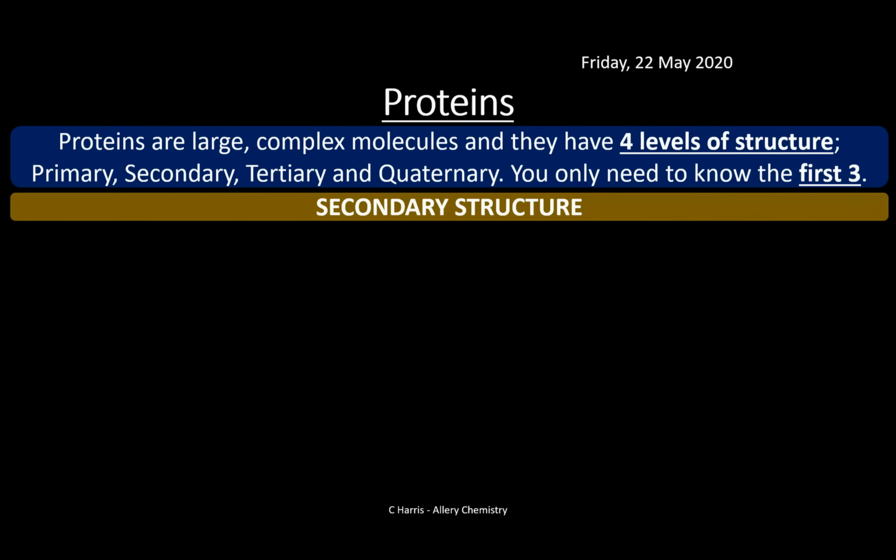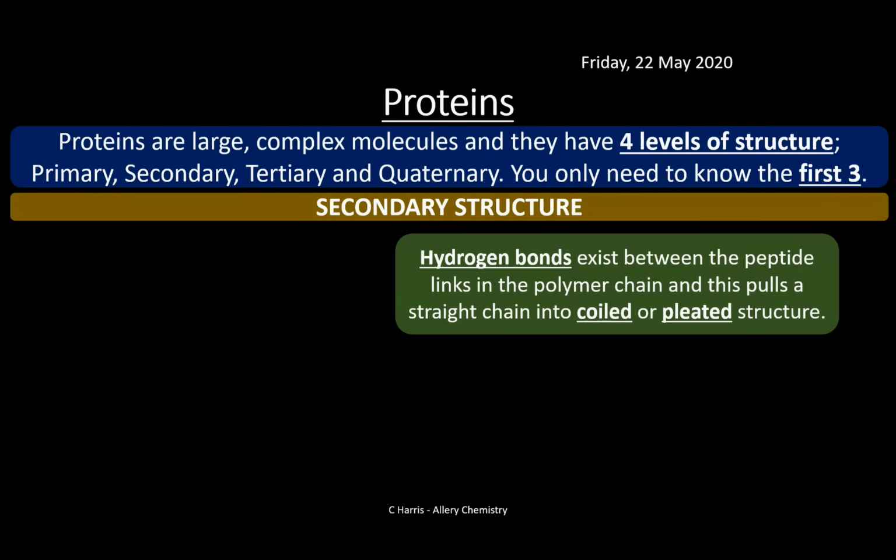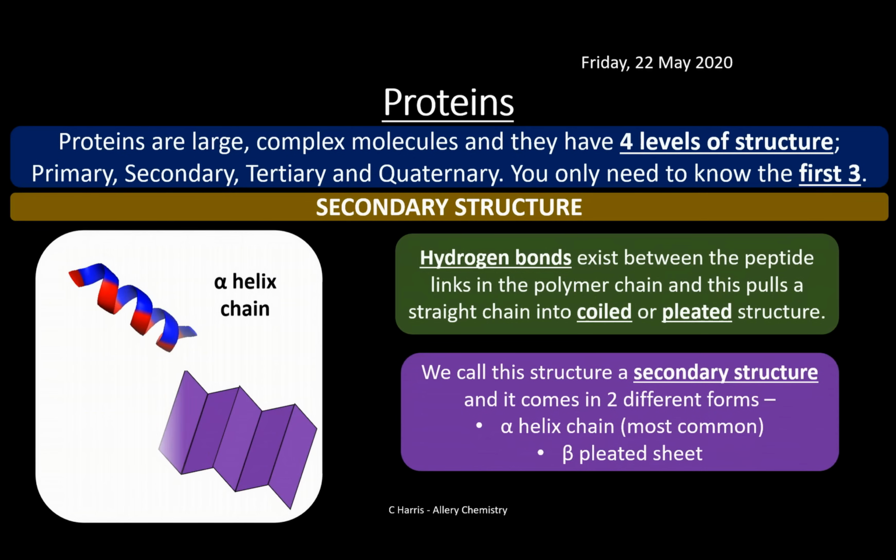So a secondary structure is zooming out a little bit further, and we're going to look at the interactions within that. So hydrogen bonds exist between the peptide links in that polymer chain, and this pulls that relatively straight chain that we'd seen there into a coiled or pleated structure. Okay, so they look a little bit like this.